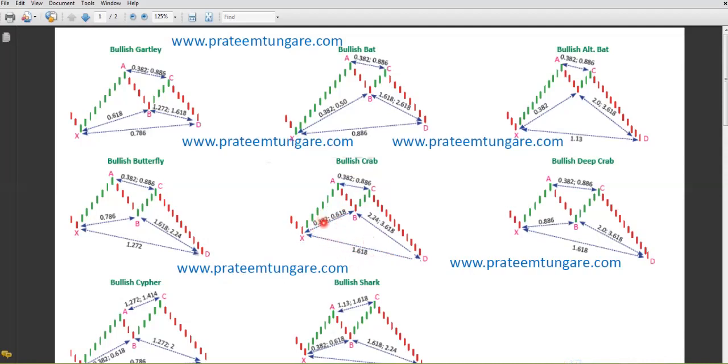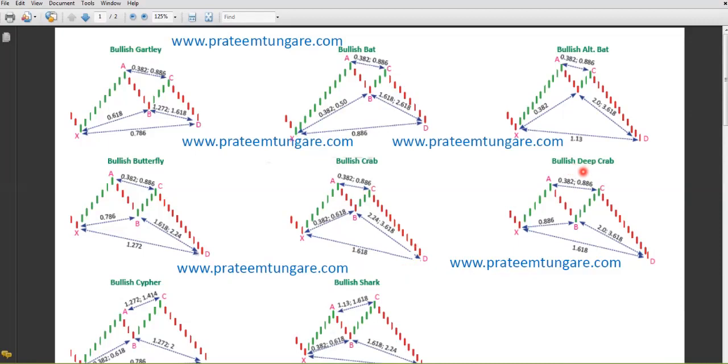So again you have got one more 0.382. Here also it is 0.382, here also it is 0.382. But we will take the 0.886 Fibo first, then 1.13, and then 1.618. So these are alternate patterns. If you see the ABCD pattern, these are the alternate ABCD patterns. We will be drawing each and every pattern practically, but you need to practice so that you become perfect.